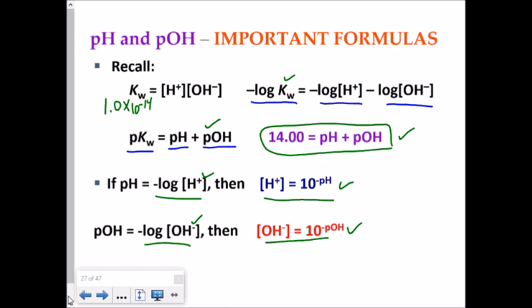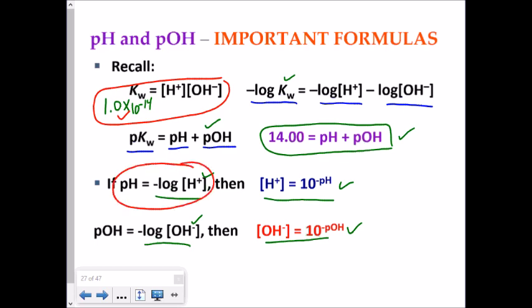And let's see here. On the formula sheet, let me tell you which ones they actually give you. So on the formula sheet, they do give you this one. They even give you the 1 times 10 to the minus 14. Both of these are on the formula sheet.